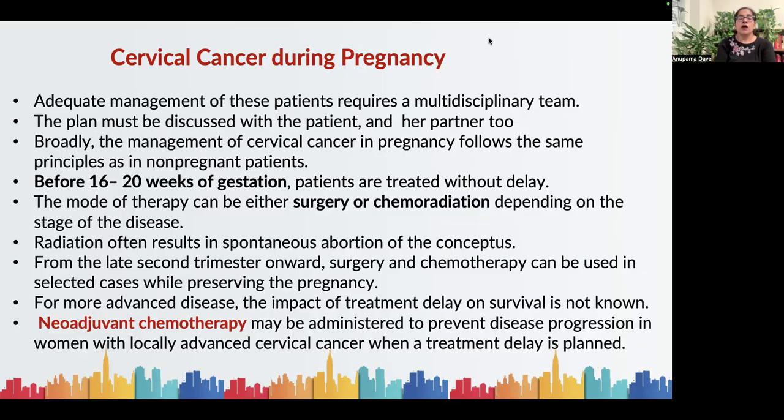For the late second trimester onward, surgery and chemotherapy can be used in selected cases while preserving the pregnancy. For more advanced cases, impact of treatment delay on survival is not known. In some cases, neoadjuvant chemotherapy may be administered to prevent disease progression, especially in those women who have locally advanced cervical cancer when treatment delay is planned. That is when you want to continue pregnancy to a particular period and then start treatment. In those cases, with pregnancy in situ, neoadjuvant chemotherapy can be given.